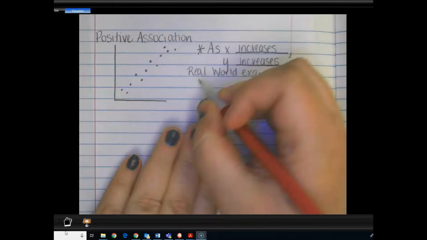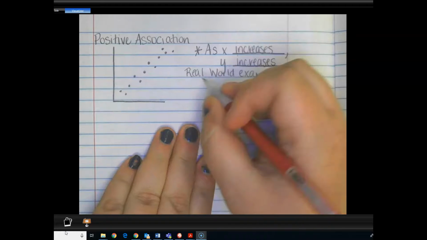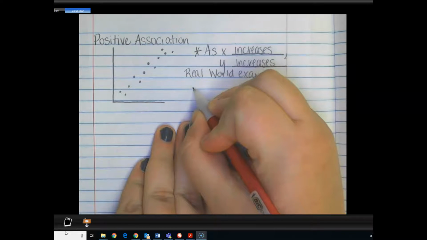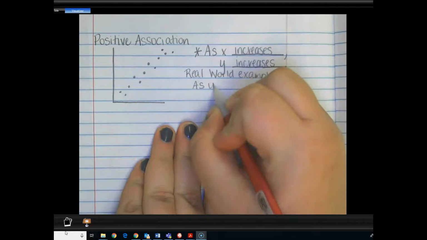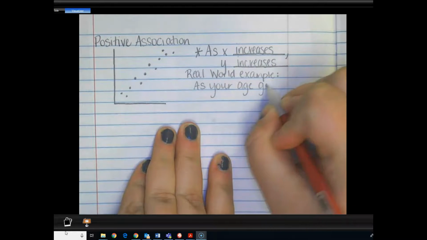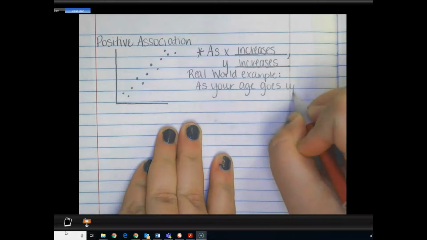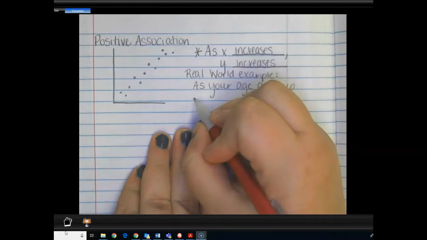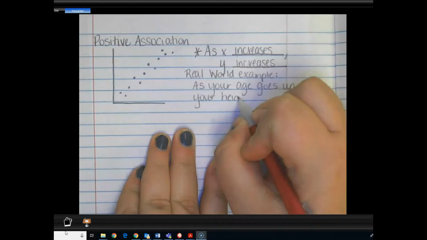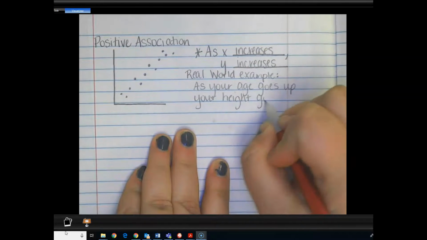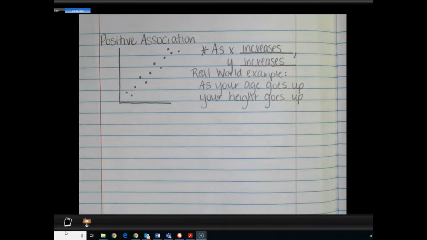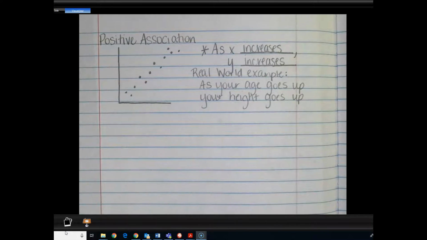And in class, they're going to be coming up with some examples. I'm going to give them one and then they're going to come up with some other ones. But the real world example we're going to look at is as your age goes up, so as you get older, your height goes up. So as your age increases, your height also increases.